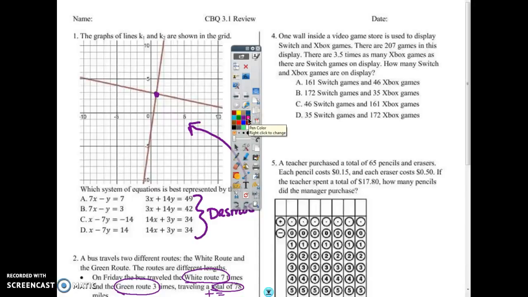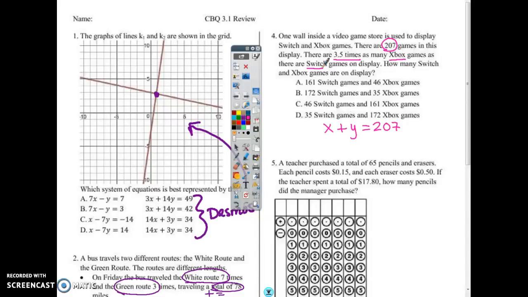So I'm just going to use X's and Y's, and it says that there is a total of 207 of them. So that's X plus Y equals 207. That's Xbox plus Switch equals a total of 207. Okay, total. And then it says that there are 3.5 times, you're going to multiply, as many Xbox games as there are Switch games.